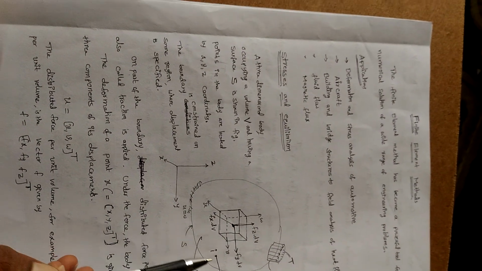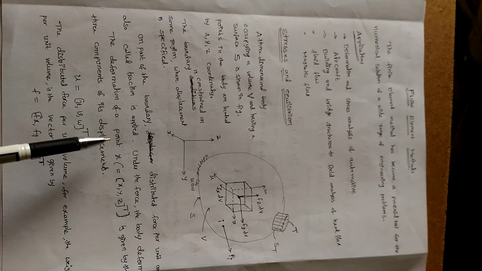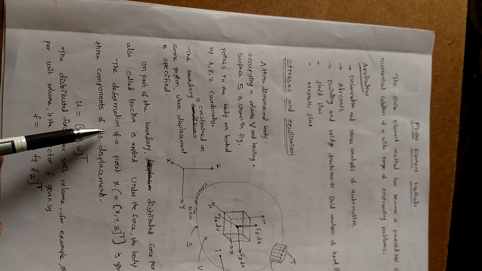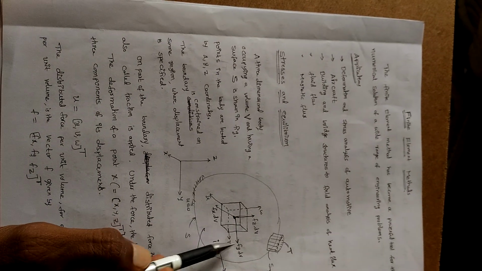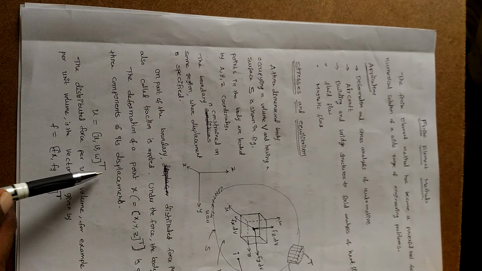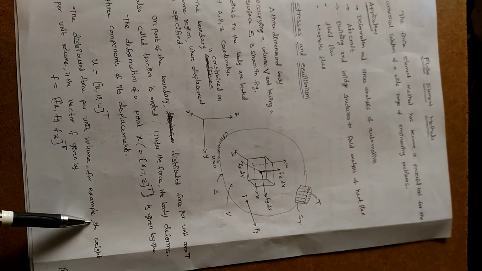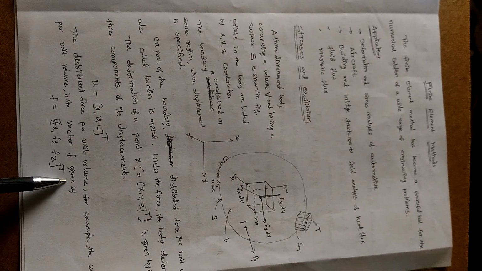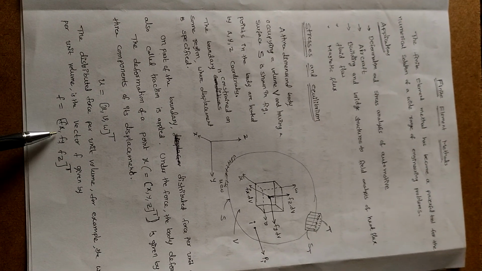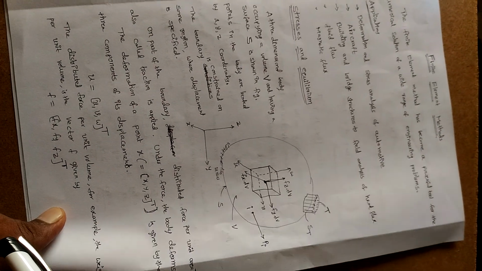Under the force, the body deforms. The deformation of a point x, y and z is given by the three-dimensional components of its displacement, u, v and w. We write the vector form as U = [u, v, w] transpose. The distributed force per unit volume, for example weight per unit volume, is the vector force F, given by F = [f_x, f_y, f_z] transpose, with f_x in the x direction, f_y in the y direction and f_z in the z direction.